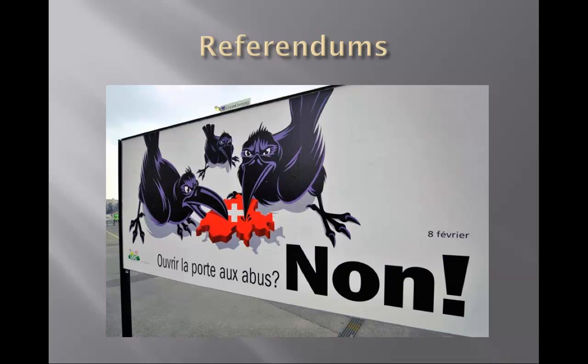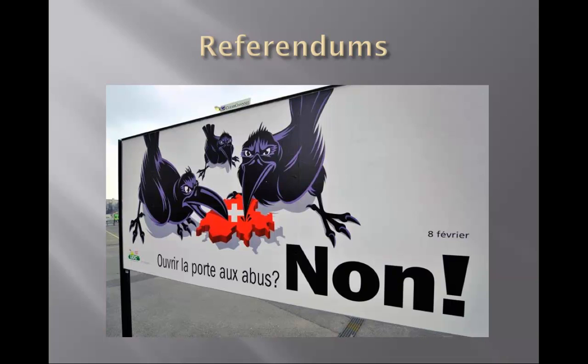Now, because this was up for referendum, the EU made very clear that if they voted this down, the EU would use what was called a guillotine clause to break off relations, to make trade more complicated and more costly with Switzerland. And this could have had huge financial implications for Switzerland.